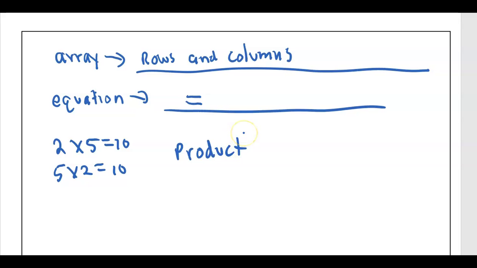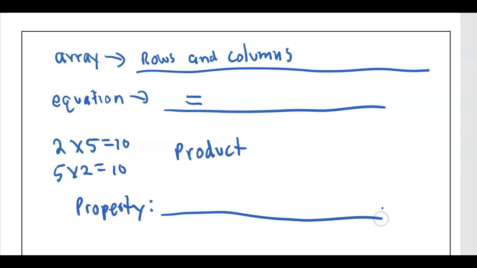I know you studied this in class. What's this property called? There's a math property where you can change the order of the factors. Okay, think it in your head. On the count of 3, say it. 1, 2, 3. If you said commutative property, you got it. Way to go.